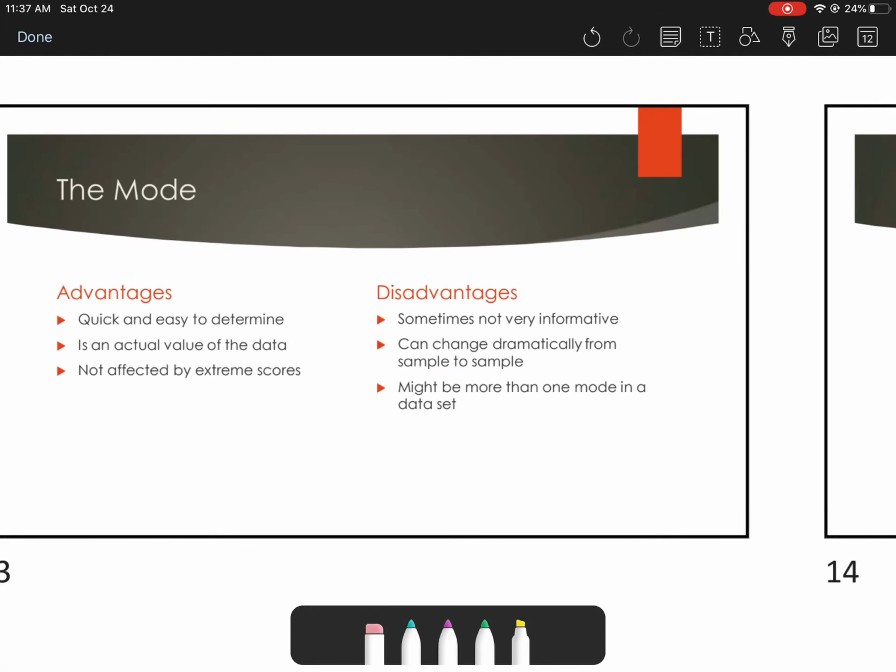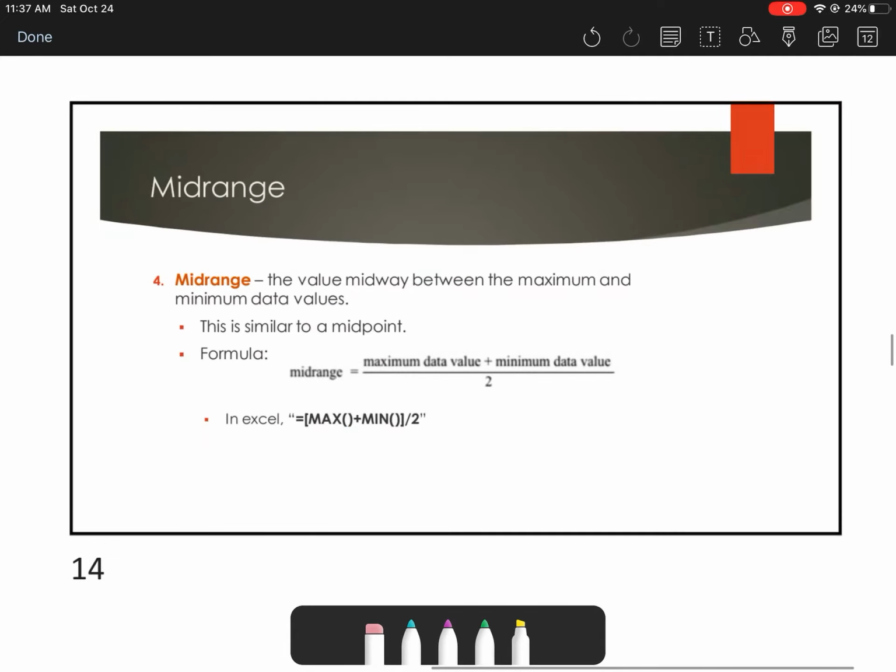So mode, some advantages. It is quick and easy to determine, is an actual value of the data, and is not affected by extreme scores. Disadvantages, sometimes it's not very informative, depending on what we're looking at. Maybe it doesn't matter that something appears 10 times. It can change dramatically from sample to sample, and there might be more than one mode in a data set. And if there's 5 modes, maybe that doesn't actually help us.